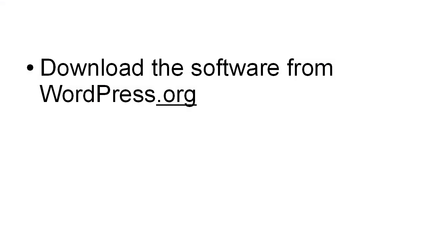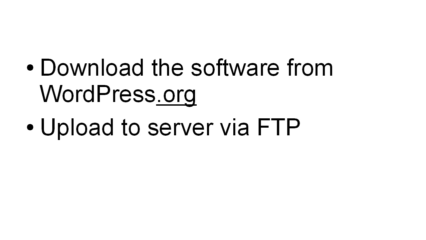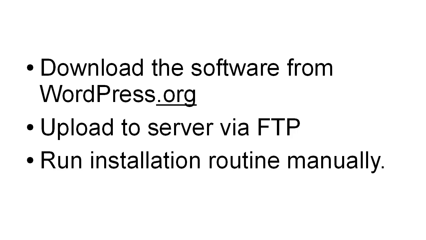filezilla-project.org. So basically what we're going to do in this video is download the software from wordpress.org, and it's important you go to wordpress.org, not wordpress.com. We're going to upload to the server via FTP, and then we're going to run the installation routine manually. This is how you do it.